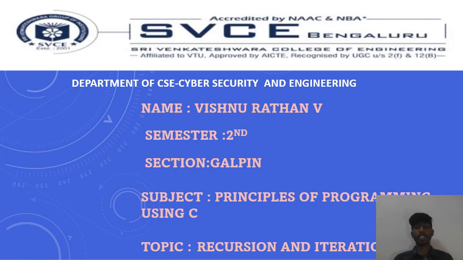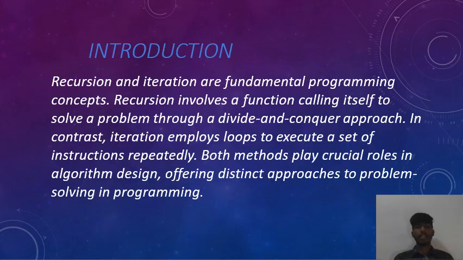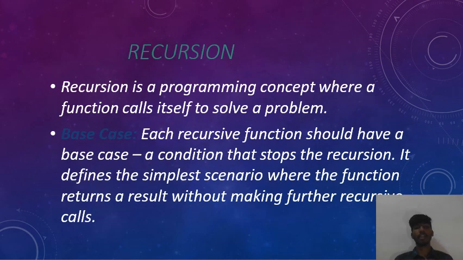Today's topic is Principles of Programming using C. Introduction. Recursion and iteration are fundamental programming concepts. Recursion involves a function calling itself to solve a problem through a divide and conquer approach. In contrast, iteration employs loops to execute a set of instructions repeatedly. Both methods play a crucial role in algorithm design, offering distinct approaches to problem solving in programming.